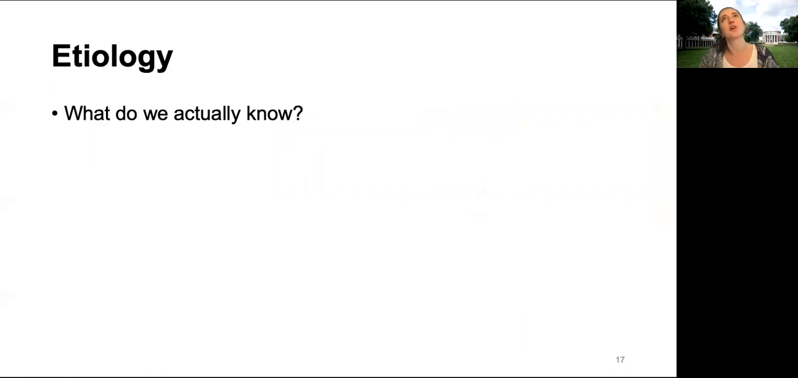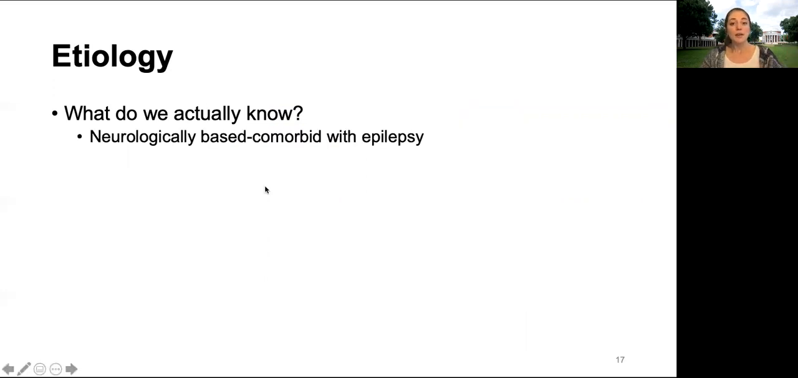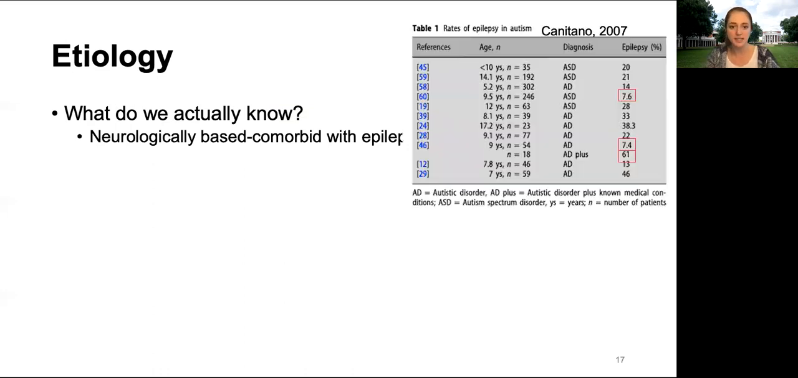But what do we actually know about how autism is caused? The answer is not a whole lot. We believe that it is a genetic and neurologically based condition. The neurological part partly comes from evidence that it co-occurs with epilepsy. So you can see on this figure here, kind of representing some of the different studies that have been done to look at how often autism is associated with epilepsy.